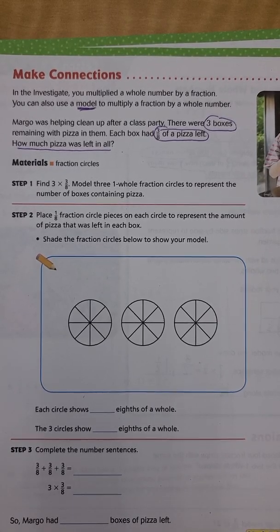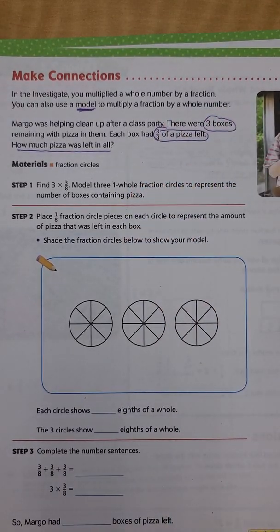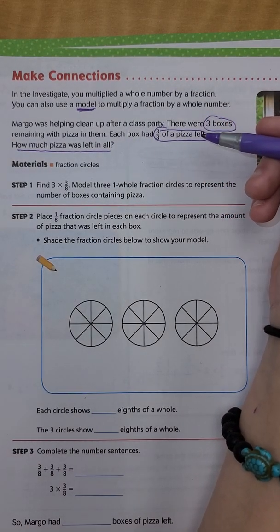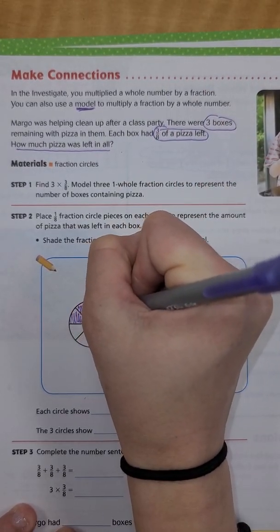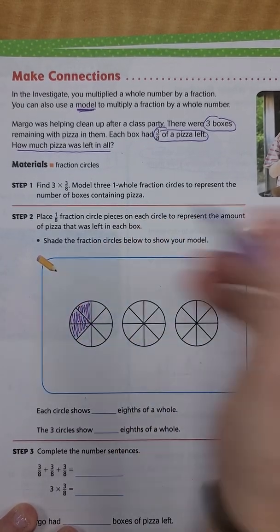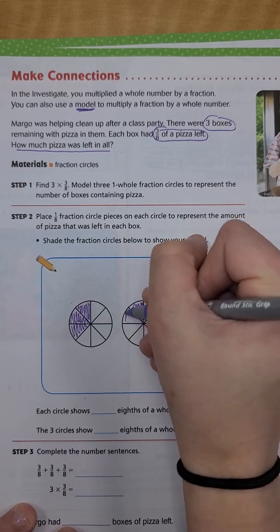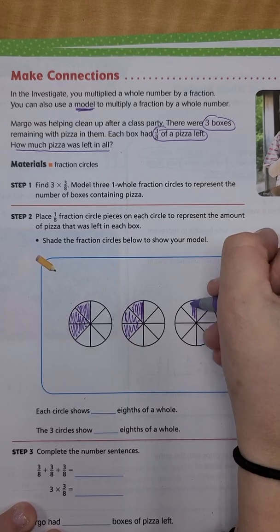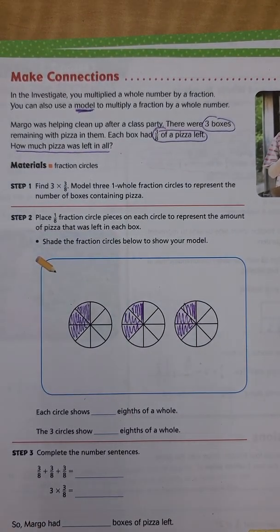But let's see it as a model. So we're going to place 1/8 fraction circle pieces on each circle to represent the amount of pizza that was left in each box. So the pizza left in each box we know is 3/8. So I'm going to shade 3/8. 1, 2, 3. There's 1. So here's one box. 1, 2, 3. There's 2 boxes. 1, 2, 3. There's 3 boxes.